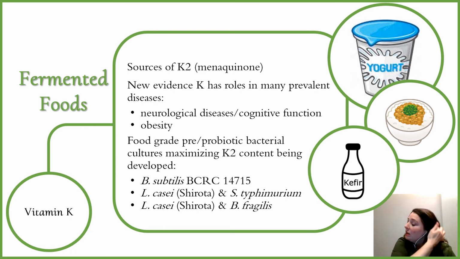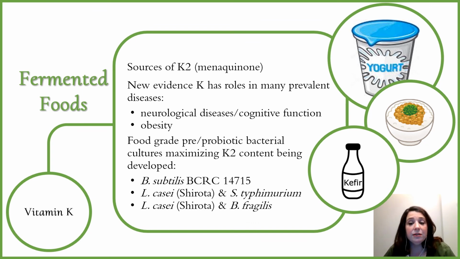And so the food industry is looking into the development of both pre- and probiotic bacterial strains, of prebiotics and bacterial strains that maximize K2 content in food. And so an example of this is B. subtilis BCRC 14715, which was studied and found to maximize K2 content in natto specifically.